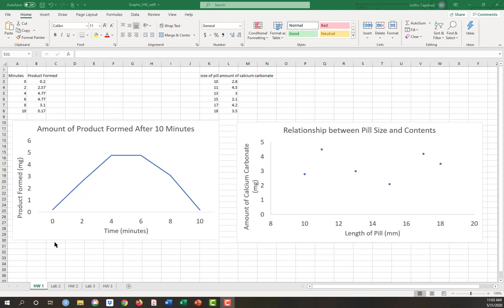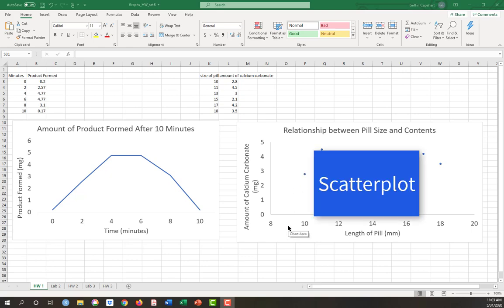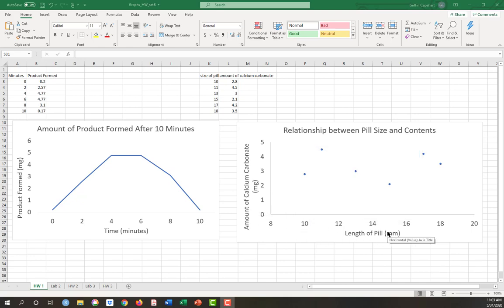Whereas the second graph on the right here, this is called a scatter plot. This is where we have two different types of data, where one is not time series in this case, and we're trying to determine if there is a correlation between those two types of data.